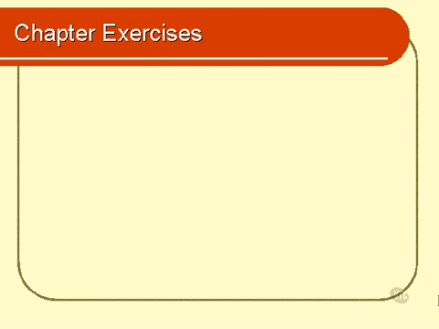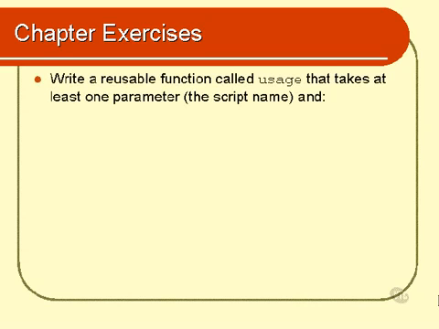So here are the exercises for Chapter 9. There's 2 of them. The first one is I actually want you to write a reusable function called usage. When I say reusable, I mean this function should be able to be used with any shell script regardless of the actual parameters that that script takes. So the function should take at least one parameter, which is the name of the script.